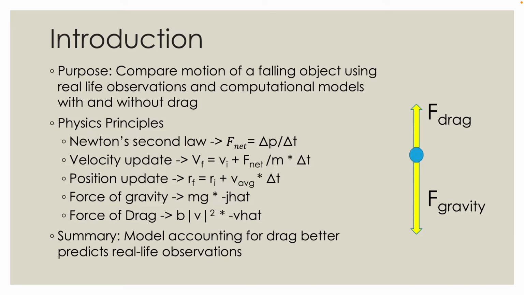And another important one is the velocity update formula, as well as the position update formula, which were both used in GlowScript to help model the motion of the object. And for our forces, the important ones for this lab are the force of gravity and the force of drag. Close to the Earth's surface, the force of gravity has magnitude mg and it points in the negative y direction, and the force of drag has magnitude b speed squared, where b is a proportionality constant and it points in the opposite direction of the velocity. And the summary of this lab is that the model accounting for drag better predicts real-life observations.